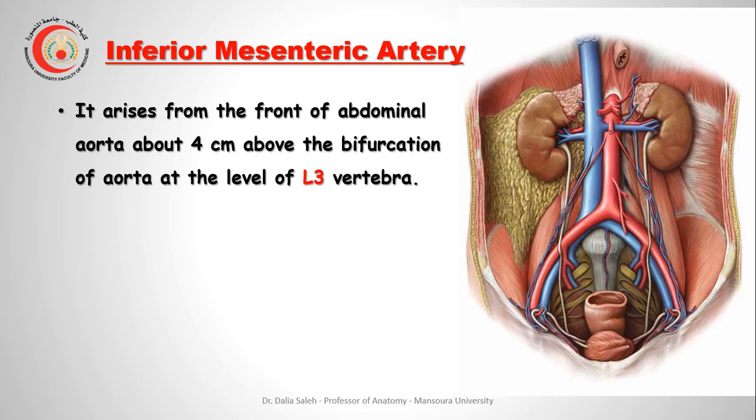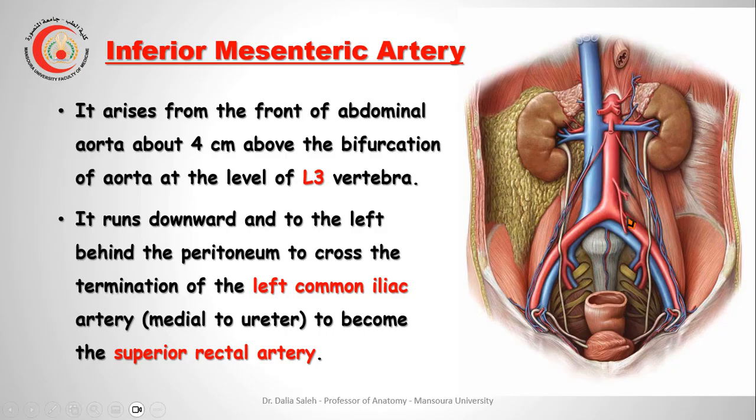Lastly, we have the third branch, which supplies the GIT, which is the inferior mesenteric artery. It arises from the front of the abdominal aorta about 4 cm above its bifurcation, almost at the level of the third lumbar vertebra. It runs downward and to the left, so it crosses the left common iliac artery behind the peritoneum, medial to the ureter. Here is the ureter, and then it goes downward to reach the rectum and changes its name into the superior rectal artery.